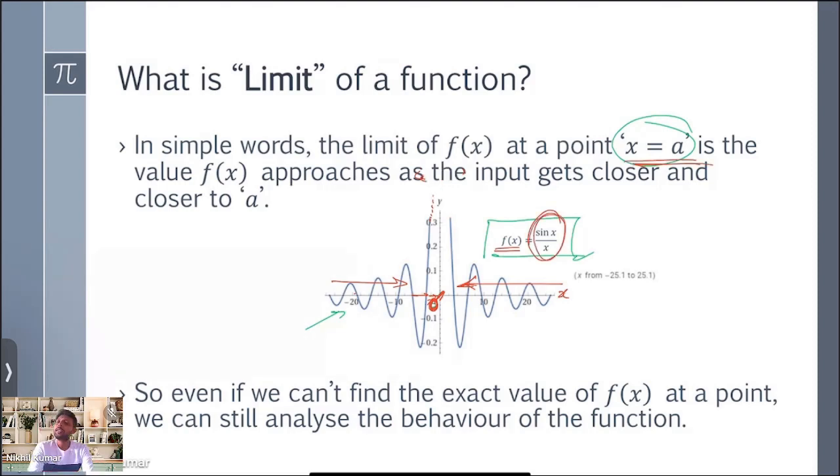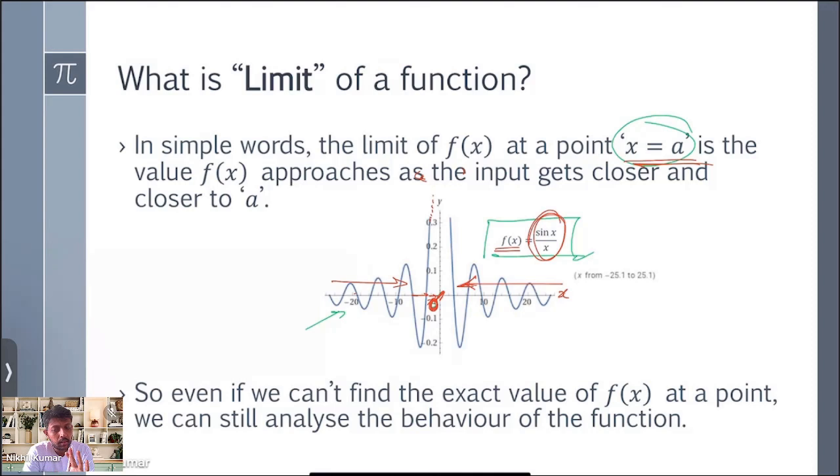So what is the limit of a function f of x? The limit of f of x at a given point x equal to a is the value that function f of x approaches when we approach a. Okay, that's what limit is. So as we move closer to a, the value of that function also moves closer to some value. That value is called the limit of this function f of x. Okay, we'll try to understand it with the help of some more examples.